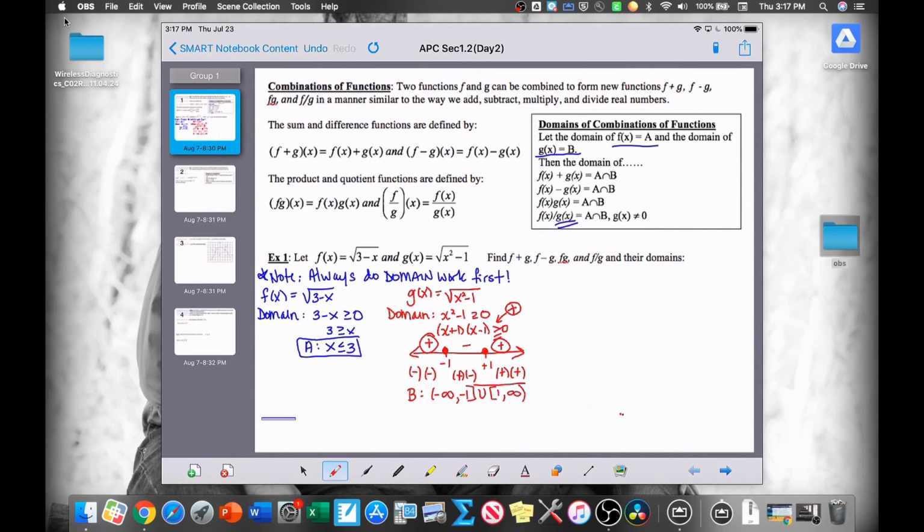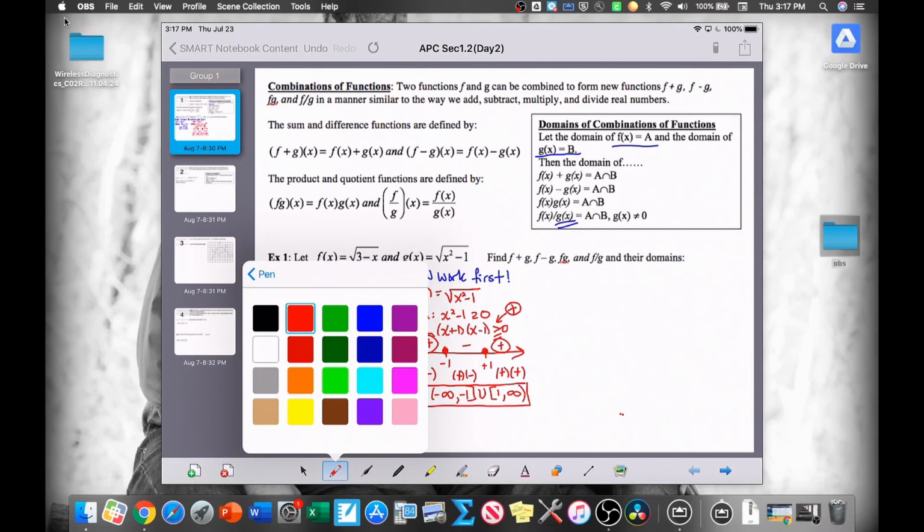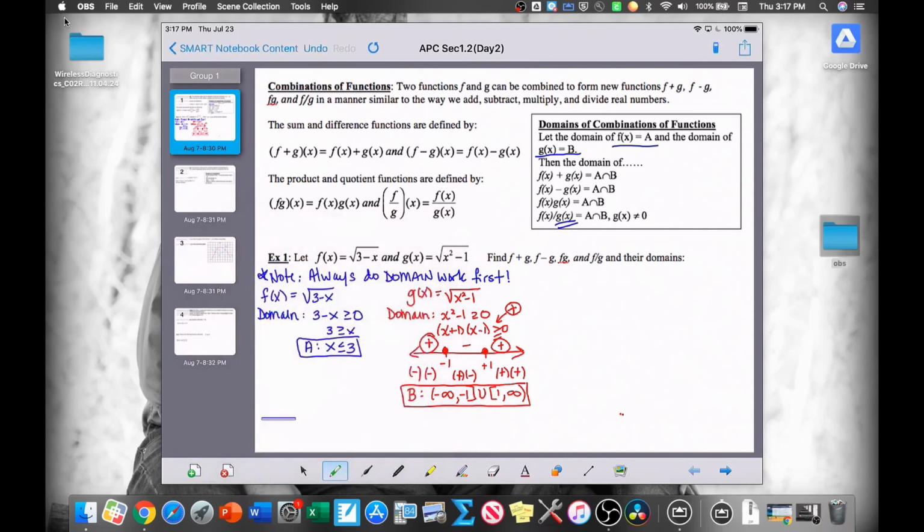All right, so now that we have our two domains, we are able to determine the intersection, okay, because that's going to be the domain of all of our new functions, basically. So it is easy to see A intersect B if we look at where the graphs overlap.